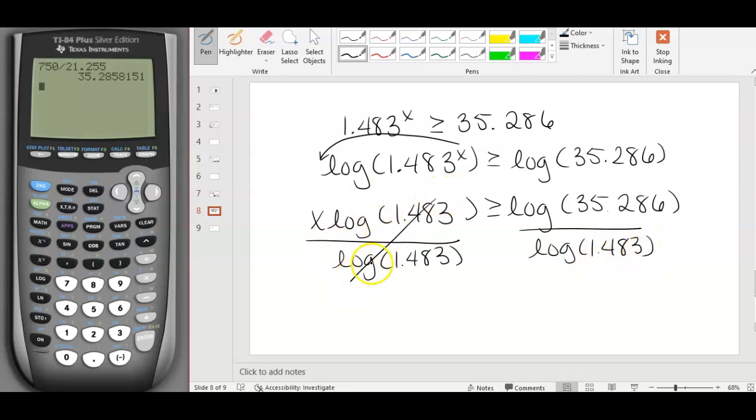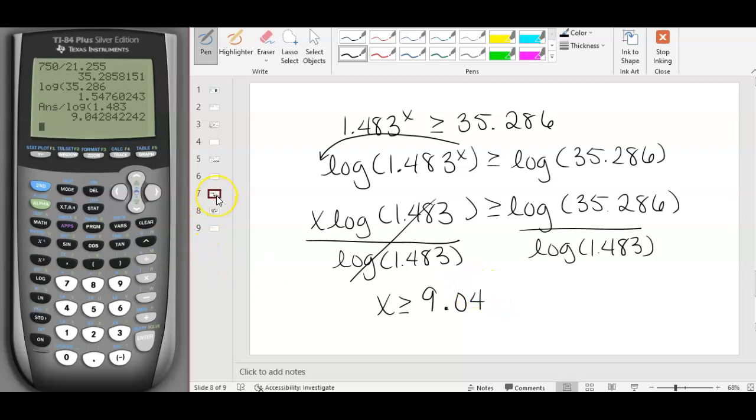Okay, so when I do that, I end up with x is greater than or equal to, okay, so now let's do this. We have log of 35.286, and then I hit enter, and then I'm going to divide by the log of 1.483. And when I hit enter, I want x to be greater than or equal to 9.04.